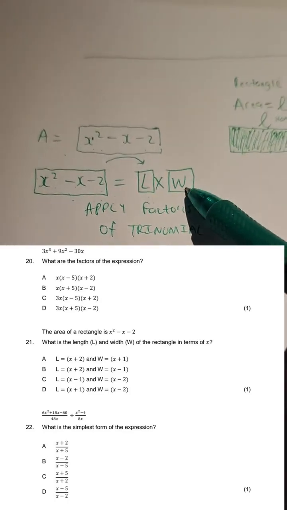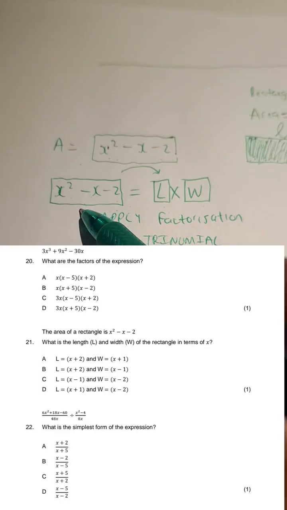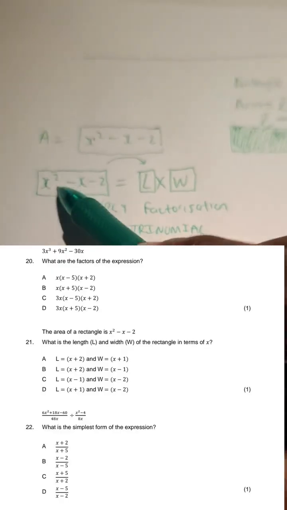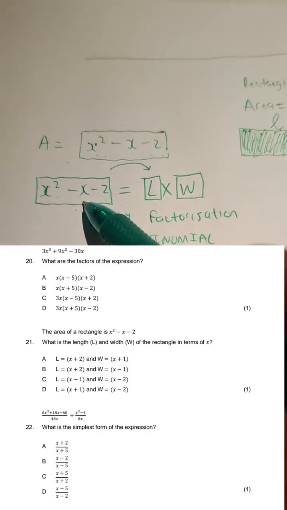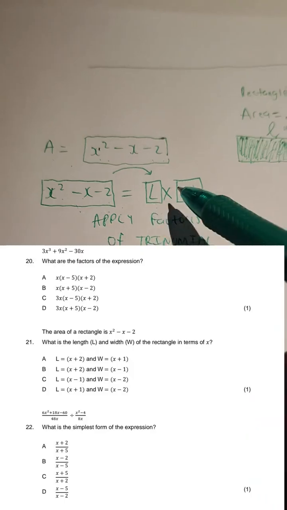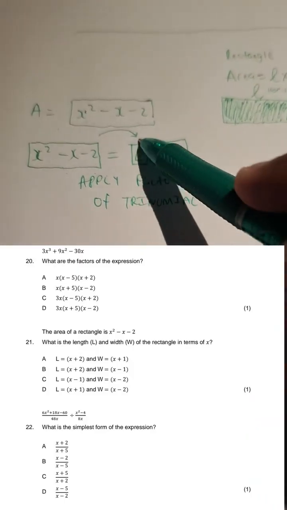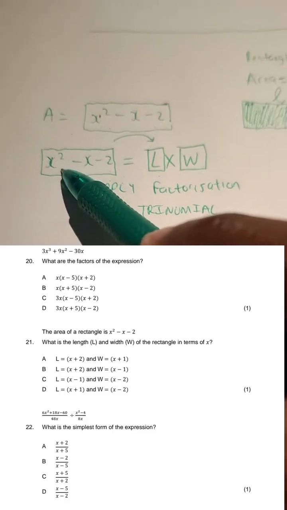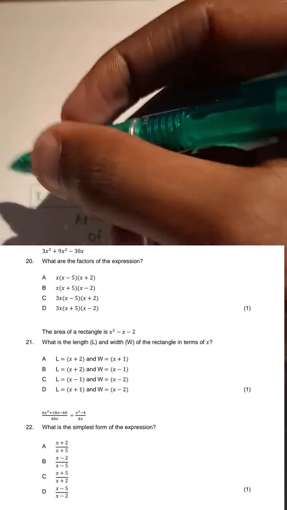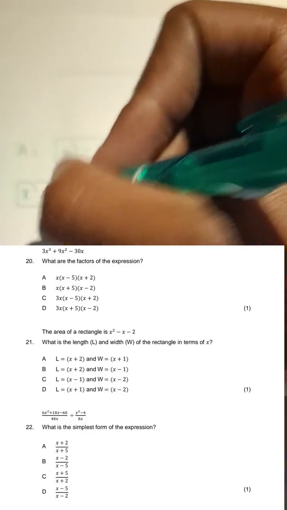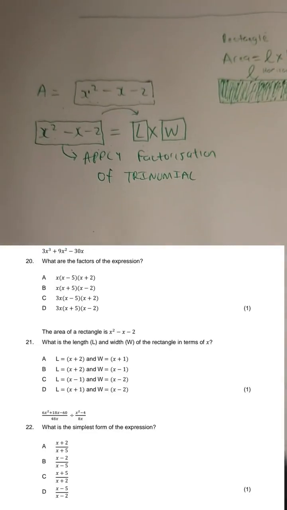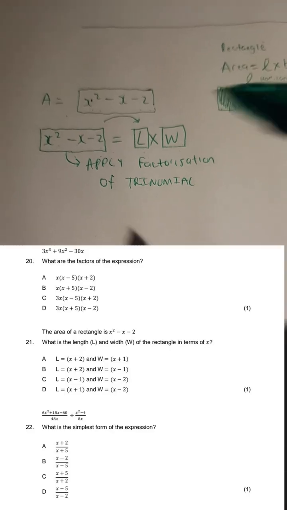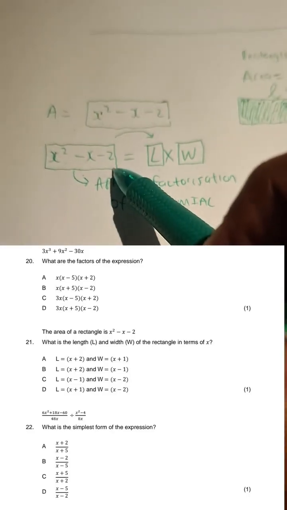The product of the factors will give us this area, because the area of a rectangle is equal to the length times the width. So if we want to get the independent length and width of this rectangle, we are going to apply factorization to the area. This is the concept that is hidden in question number 21. The area of a rectangle is x squared minus x minus 2.